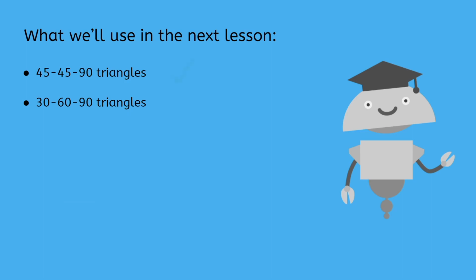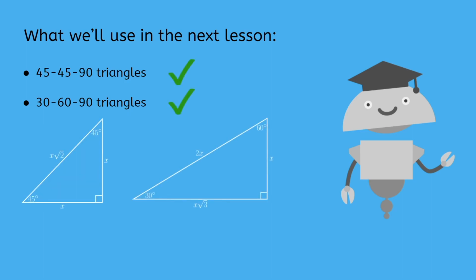Today, we reviewed 45, 45, 90 triangles and 30, 60, 90 triangles. In our next lesson, we're going to use these to start building up some special values for the sine, cosine, and tangent. See you then.